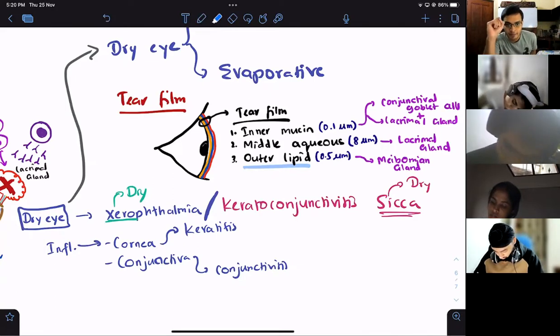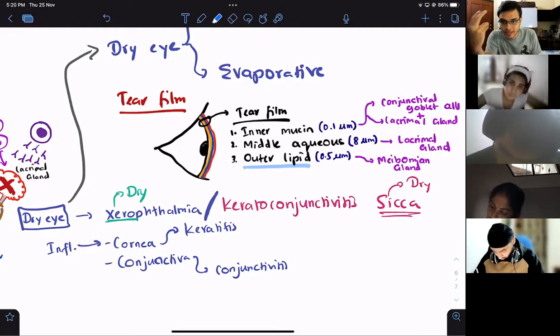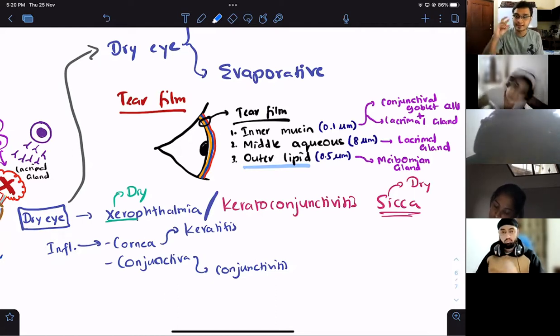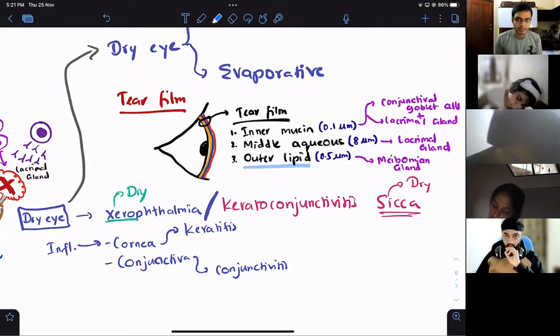But if there is some defect in the outer lipid layer, what is going to happen? The middle aqueous and the inner mucin layers are going to start evaporating because they are exposed to the environment. This is what happens in certain meibomian gland related diseases, which you always study in ophthalmology. In those diseases, there is an evaporative form of dry eye.